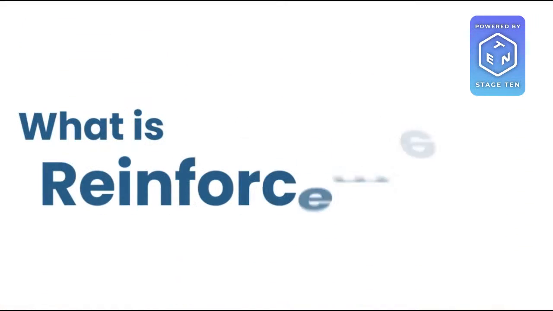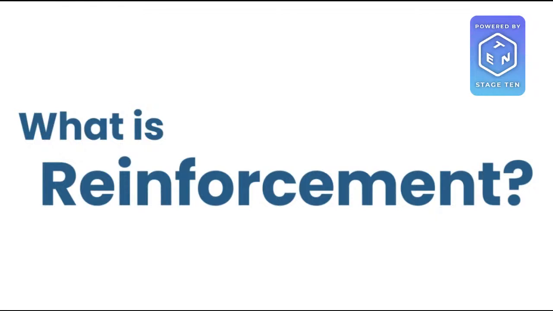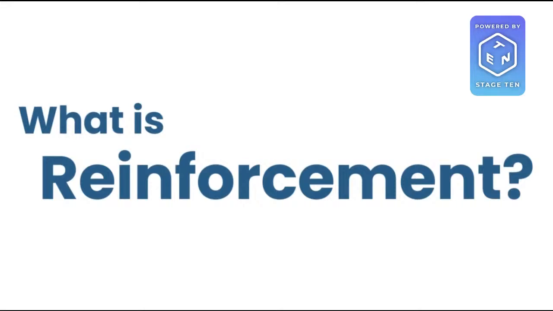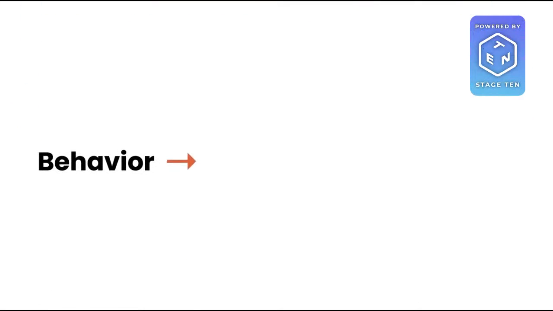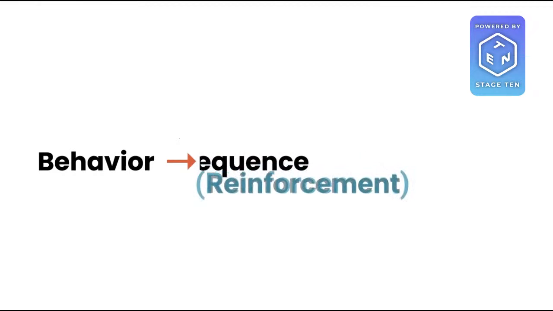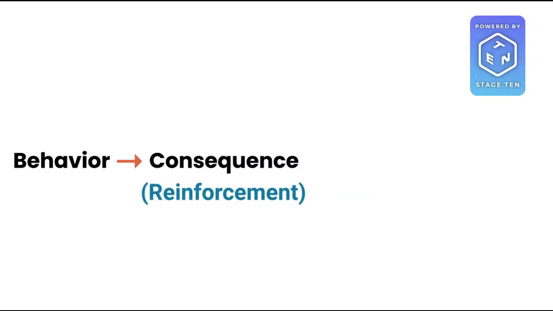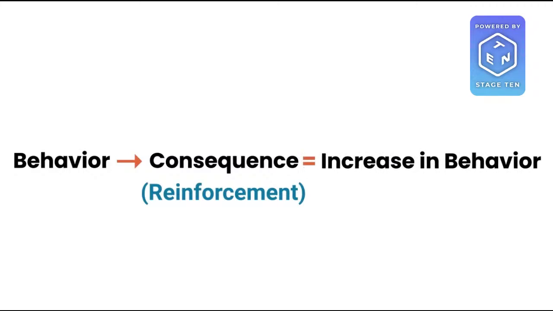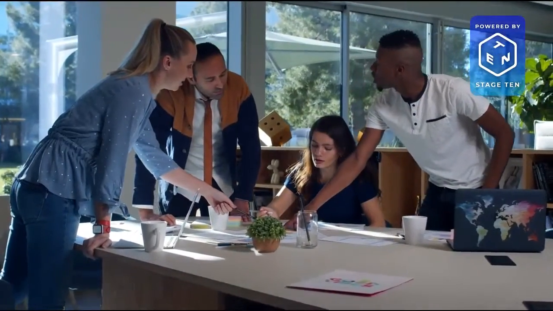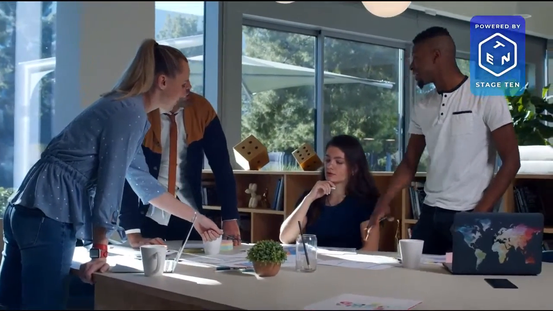So what is reinforcement? The key to understanding how to shape behaviors is to understand reinforcement. Reinforcement is what comes immediately after a behavior is exhibited. We also call this a consequence. The reason we provide a consequence, like reinforcement, is to increase the likelihood of that behavior occurring again in the future.